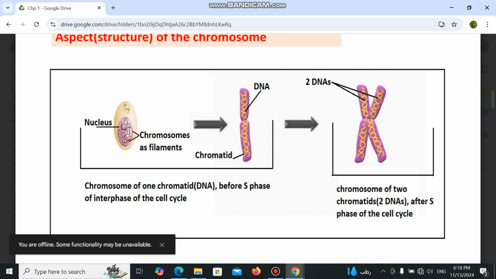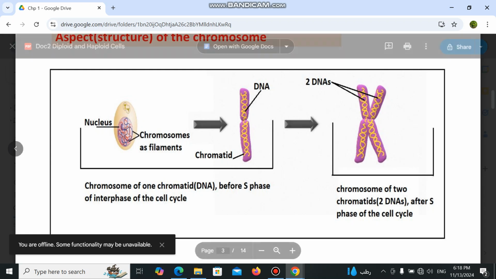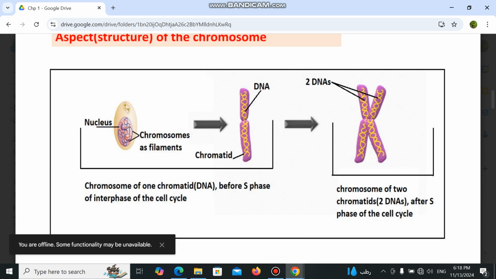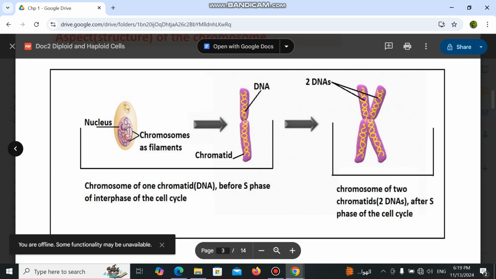we know that the chromosome is made up of a double helix of DNA, and the chromosome may be made up of one single chromatid, or it may be duplicated into two chromatids joined by a centromere. The chromosome appears made of one chromatid before the S phase of the interphase. In the S phase of the interphase there is duplication of chromosomes, and the chromosome appears to be made up of two chromatids that are joined together by a point called the centromere.